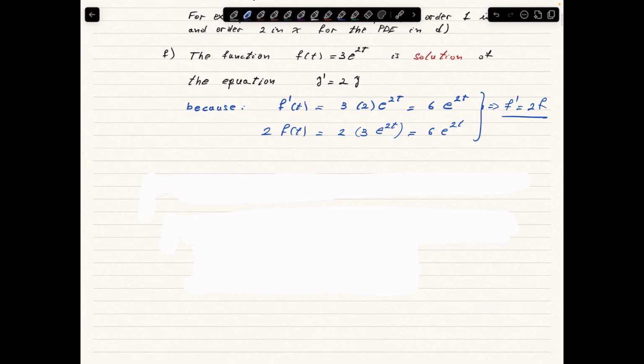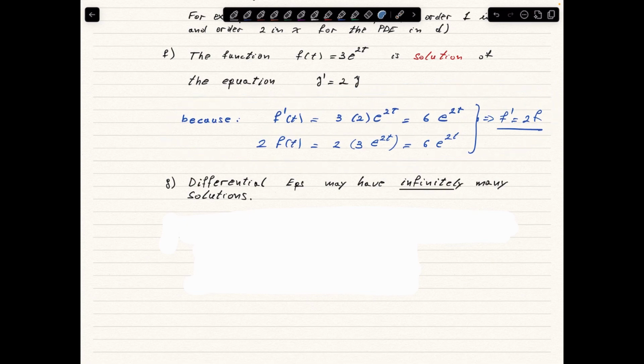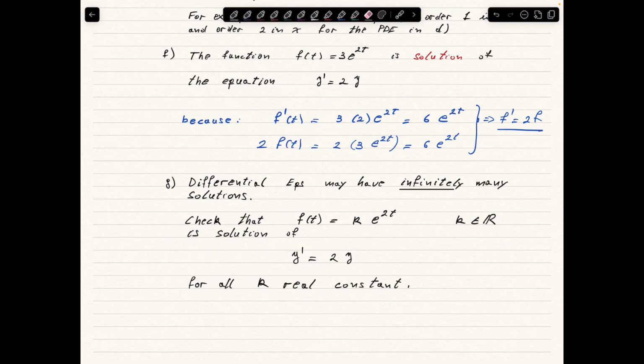So one important comment now is that differential equations, in general, may have infinitely many solutions. For example, the equation we just saw actually has infinitely many solutions, because any function f of the form k, any constant, multiplied by the exponential 2t, is also a solution of the differential equation. It doesn't have to be a 3 like we saw before.